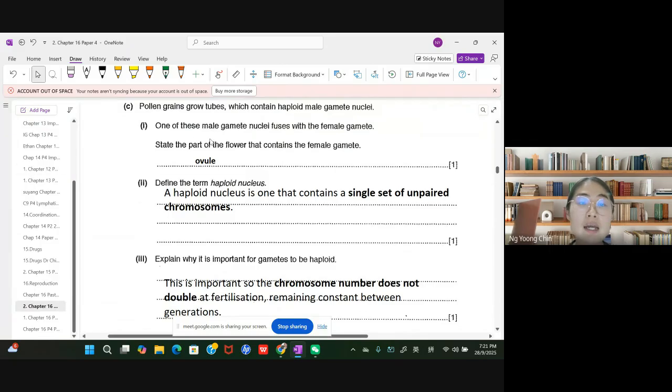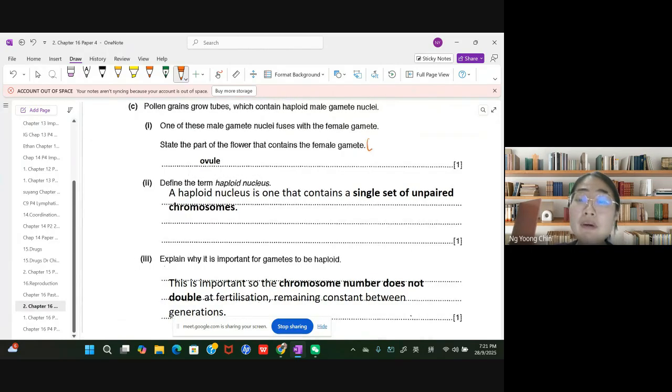Okay, and then this one, the part of the flower that contains the female gametes is the ovule, because ovule contains the egg cell. So this female gamete is actually referred to as the egg cell. Egg cell is the one which fuses with the male gametes later.